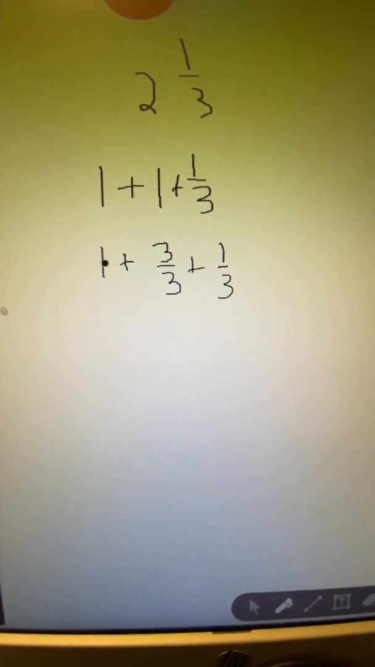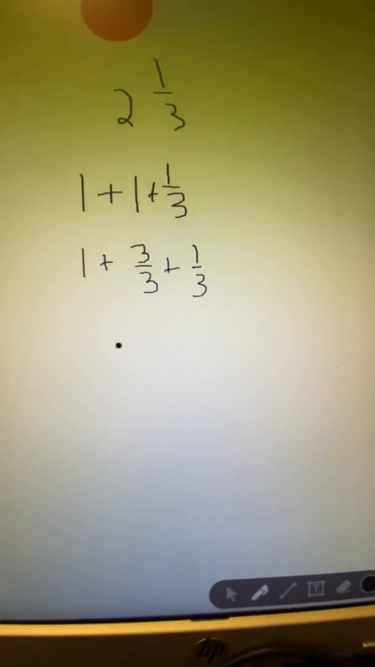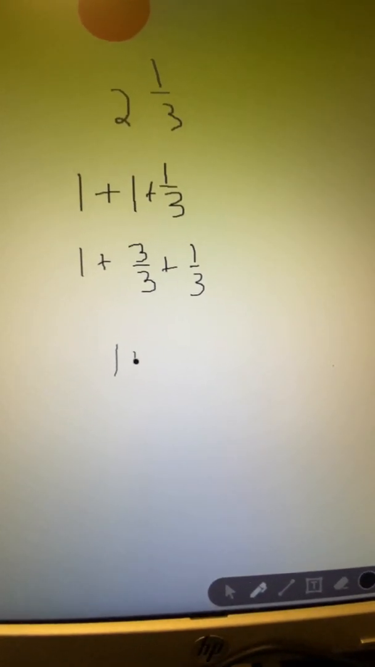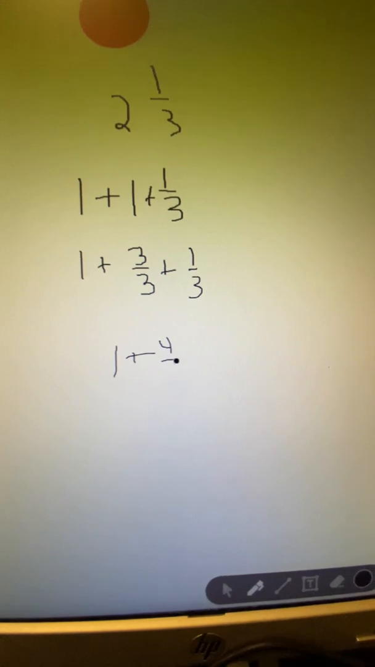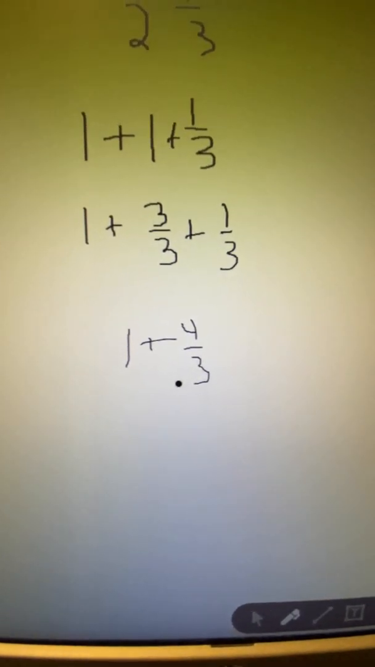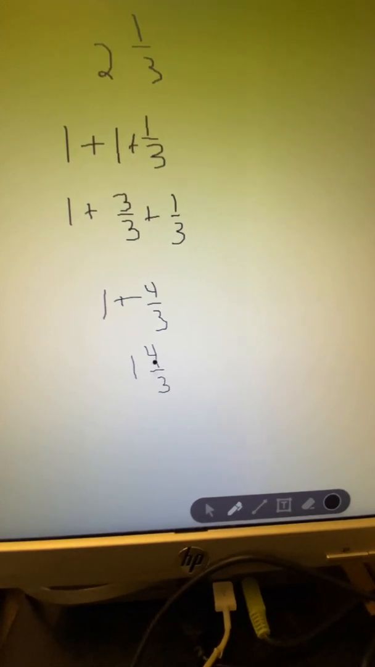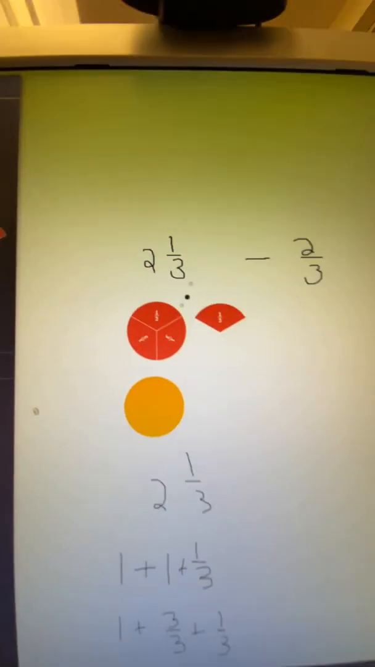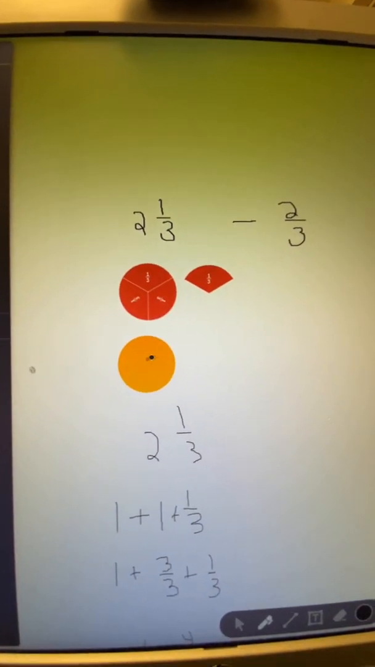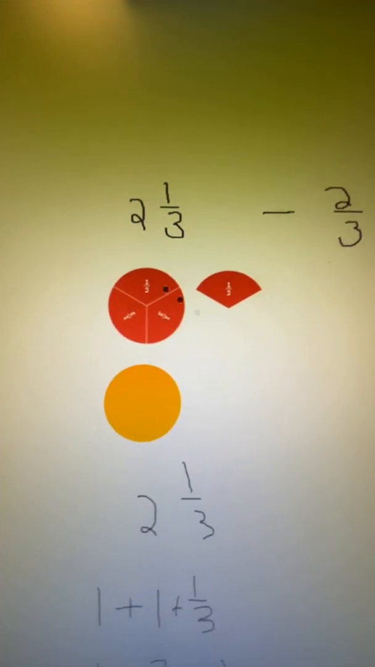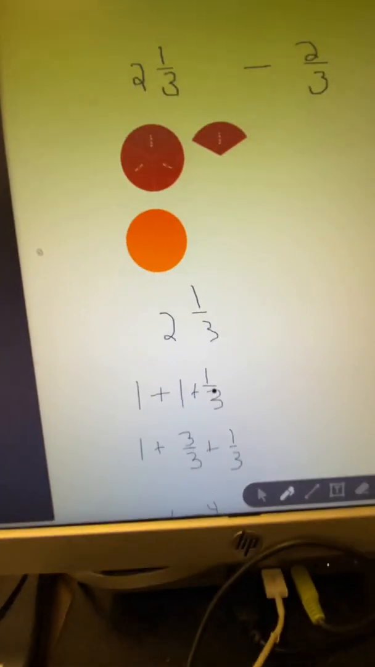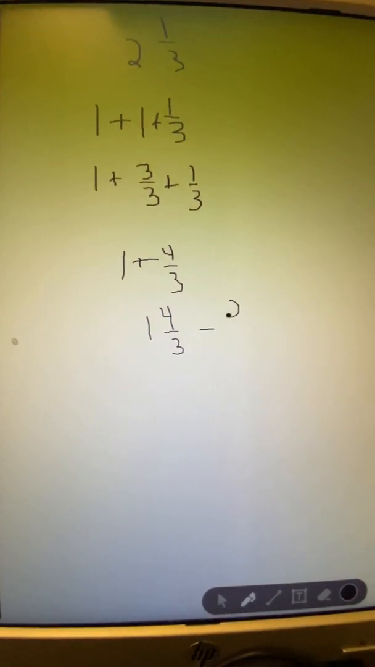All right, now you can see, look, if I were to combine the thirds, now I end up with 1 plus the 4/3, 1 4/3. So again, you can see here that 2 1/3, which we started with, we actually have 1 whole amount and 4/3 if I'm looking at just the thirds. So these are equivalent. And now that I have 1 4/3, I can actually take away 2/3 now.